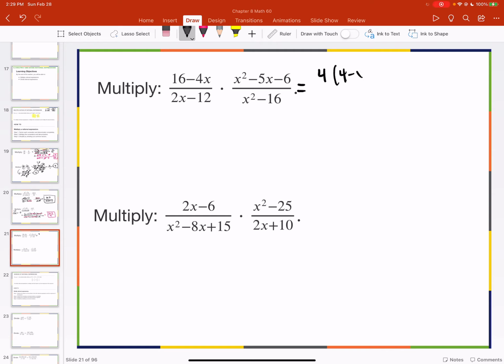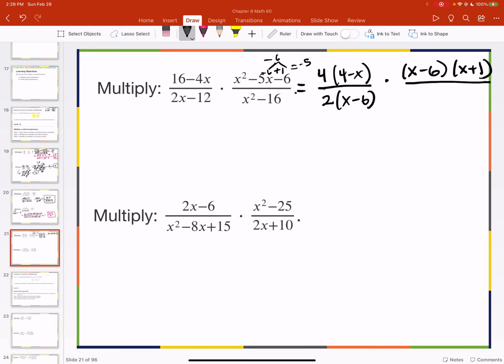You have 4 minus x over 2. If I factor out a 2, I get x minus 6, and then times, here, 2 factors of negative 6 that when combined give you negative 5. So the factors of negative 6: you can have a negative 6 and a positive 1. Negative 6 times 1 is negative 6, and negative 6 plus 1 is negative 5. Okay, so that's going to factor into x minus 6, x plus 1, all over the difference of squares, so that's x minus 4, x plus 4.